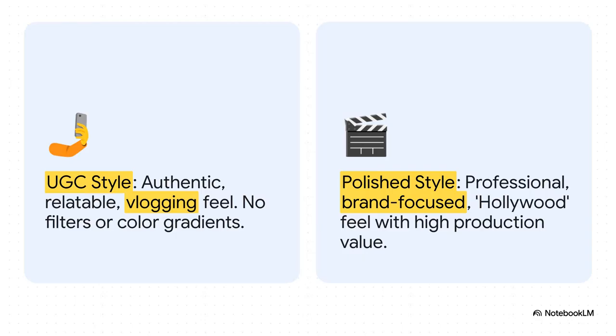And here's where you really see how flexible this system is. Just by changing that initial, simple brief, you can get wildly different videos. On one hand, you can tell the AI team, hey, give me that authentic, user-generated content vlogging feel. Or you can say, nope, I want a super polished, professional, almost Hollywood-style spokesperson. The same factory can churn out both, no problem.